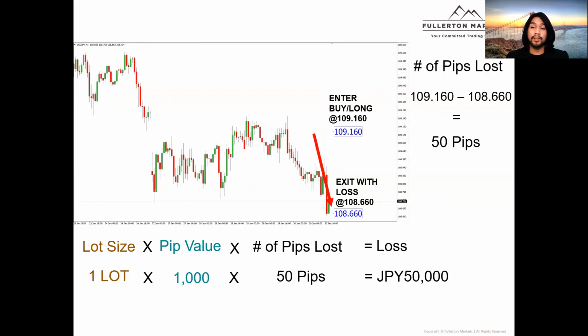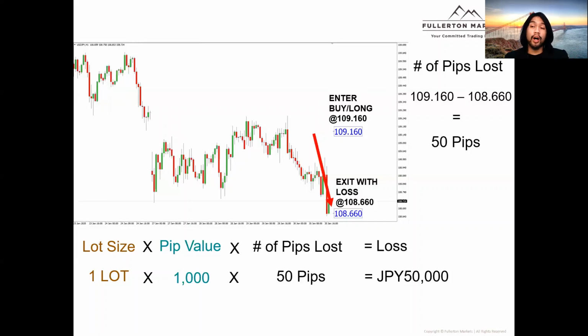This is 50 pips. Using the same formula from earlier, that's one lot multiplied by the pip value of 1,000. Why? Because we are now trading on the USD versus the Japanese yen. If you remember the earlier pip values, the Japanese yen is worth 1,000, all right, per pip movement. All right, now after getting these two, we multiply them by the number of pips that we actually lost, and we are left with 50,000 Japanese yen. All right, 50,000 Japanese yen. But guys, don't worry.